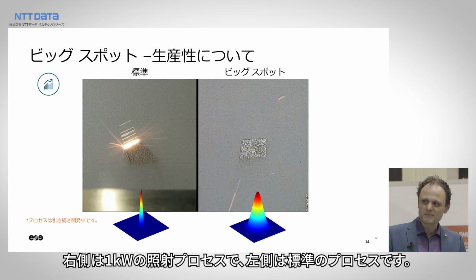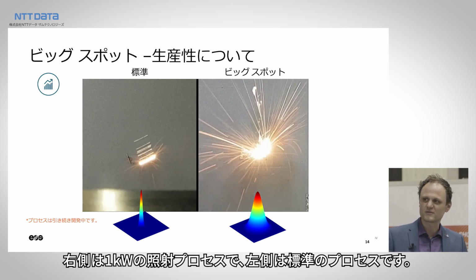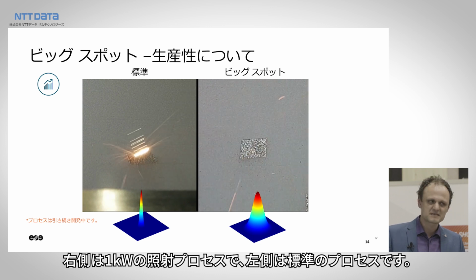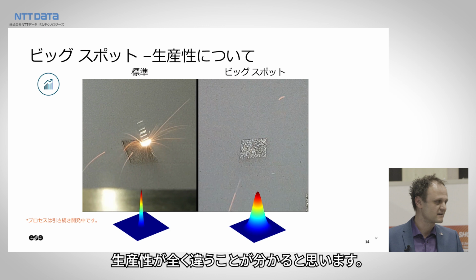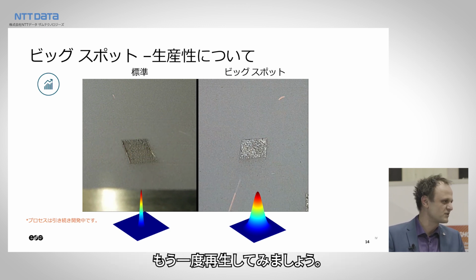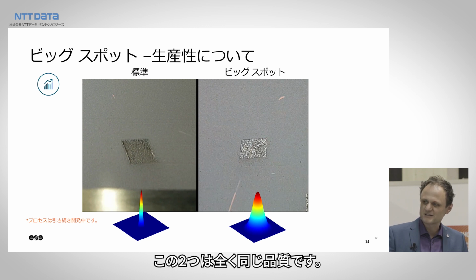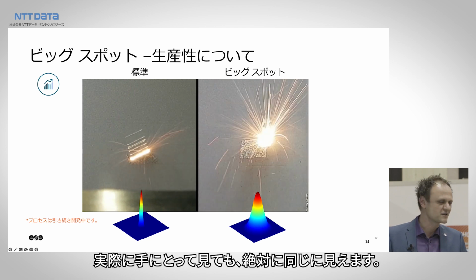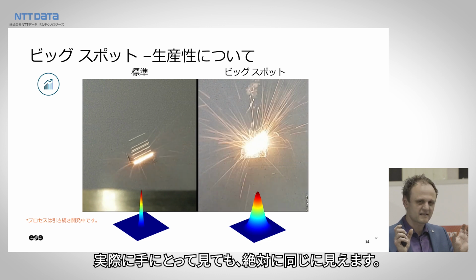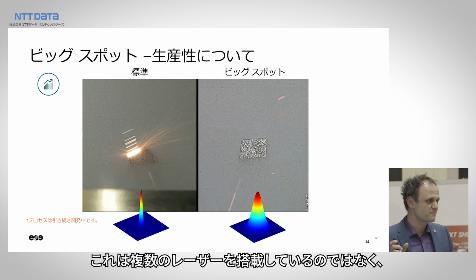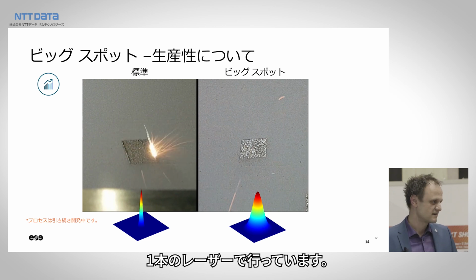So here's a direct process comparison with the exact same quality results, where the right side is being processed at 1 kilowatt with a significantly, substantially faster scan speed. And here on the left side, it's a standard process that you know. So here, that is the real fun. Because I think it's so cool, I will just replicate it again. Just so you know, this is the same quality. The parts, if you have them in your hand, look absolutely identical. And it's not done by having 2 or 3 or 4 lasers on one system. It is a single laser machine.